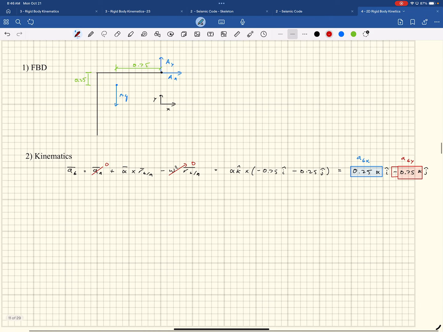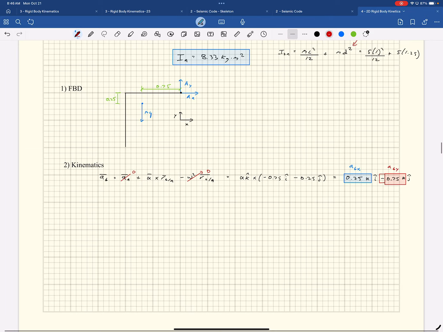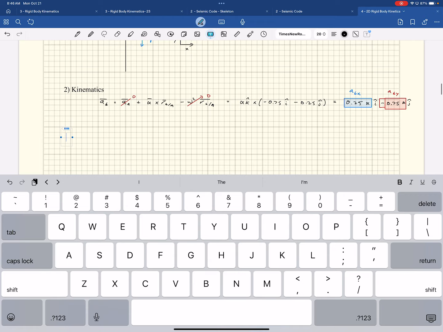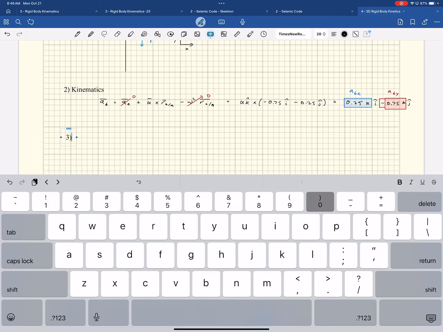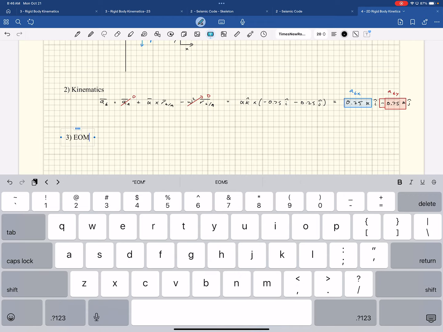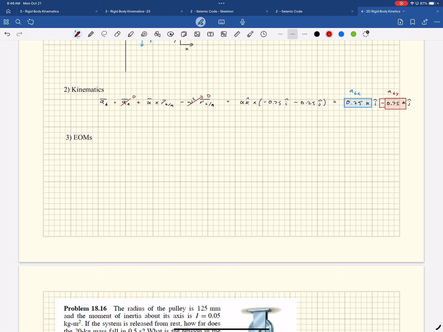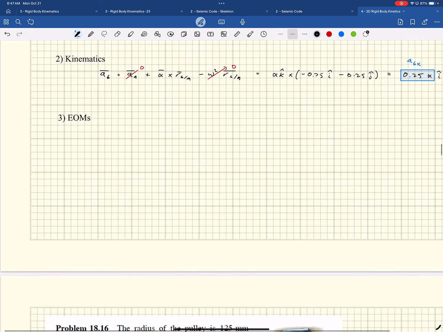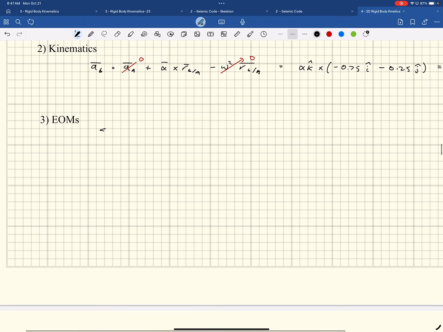Okay, right. Next, step 3 is our equations of motion. How much time we got? Oh, we got 4 minutes. Right, equations of motion. Let's get a couple of these down. Sum of the forces in the X is equal to M AGX. Would you look at that? I just found what AGX was.